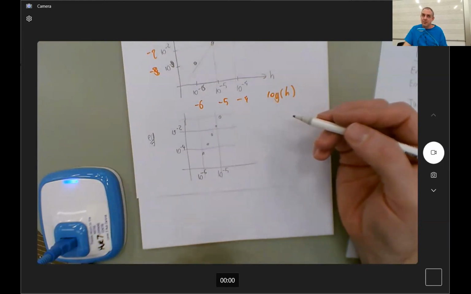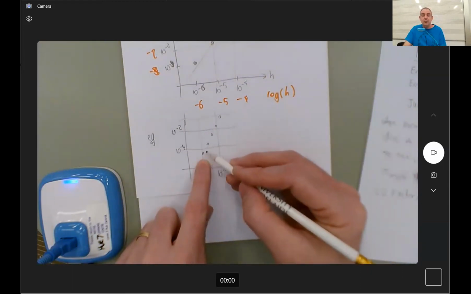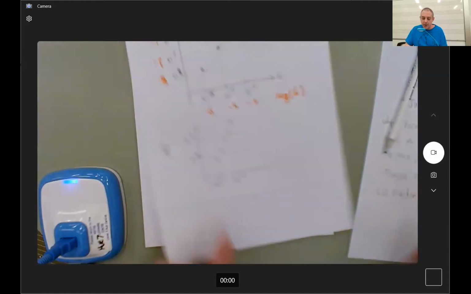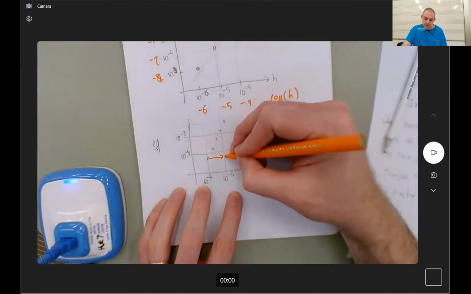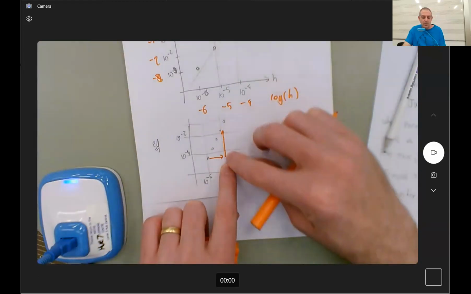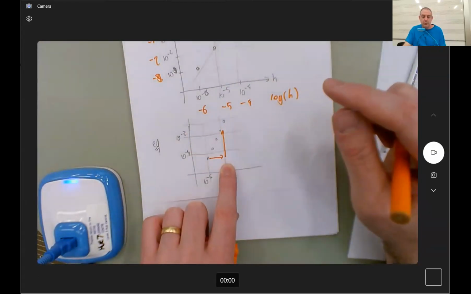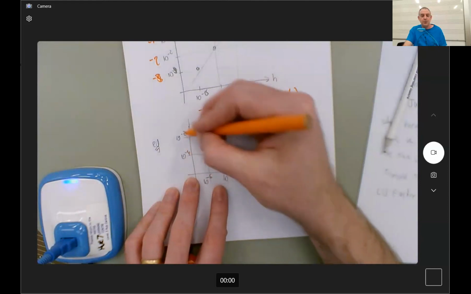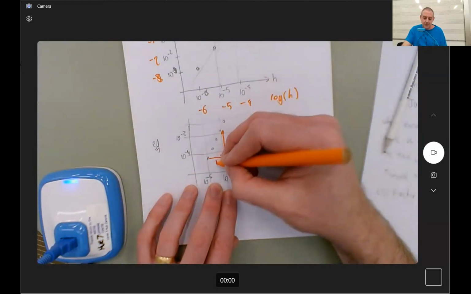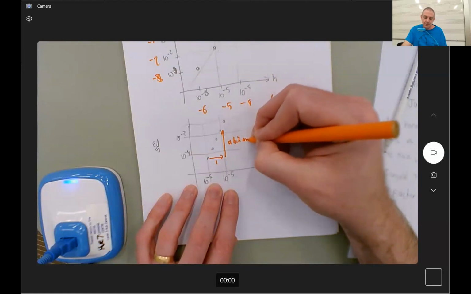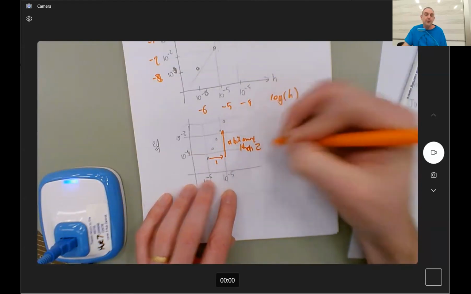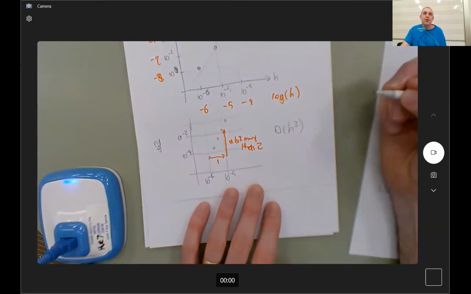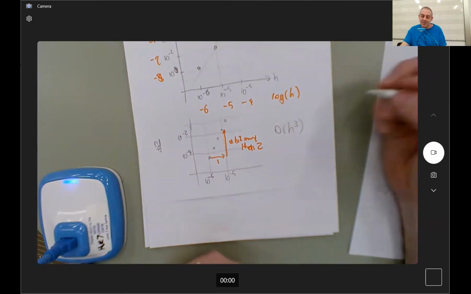So choose convenient points. You could choose these two, but it's hard to read what the numbers are. These two are on grid lines, so I'm going to use that one. For every one across here, it goes up that much, which is a little bit more than 2, because this gap is from -4 to -2. So this is 1, and this is a bit more than 2. I'd probably make a good guess that it's big O of h cubed, probably. About right. The slope is nearly 3.